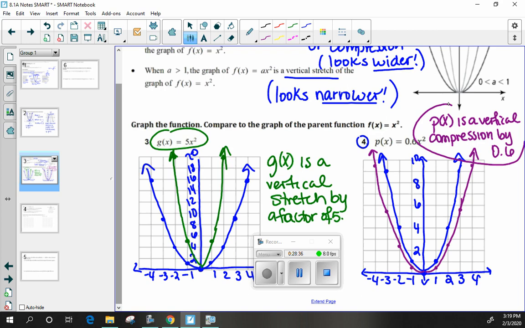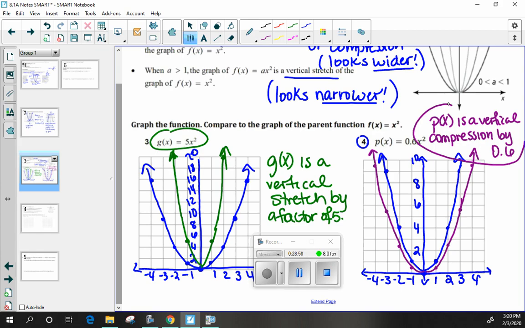So moral of the story: if a is greater than 1, then it's going to be narrower than the parent function, and we'll call that a vertical stretch. If the a value is between 0 and 1, then we're going to call that a vertical compression, and it's going to look wider when you graph it compared to the parent.